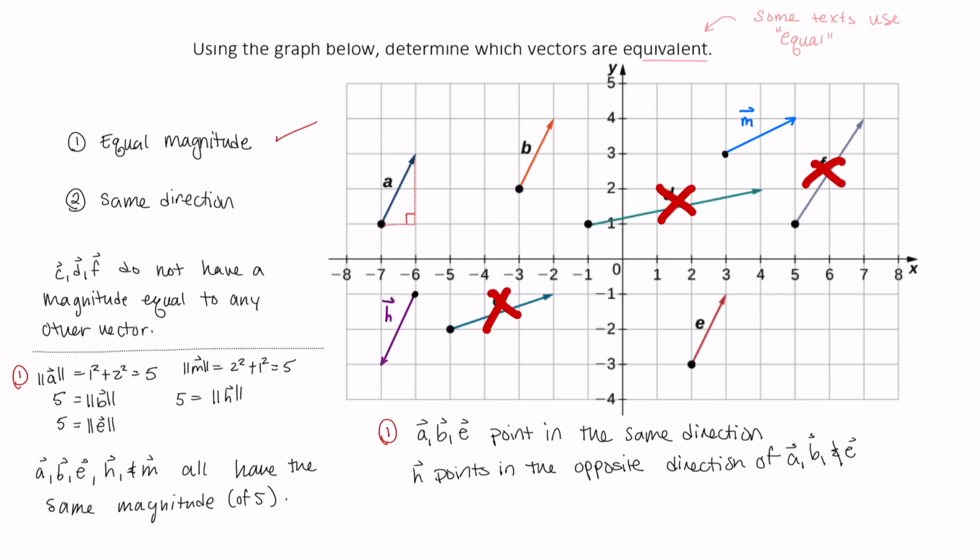Before I go on, I need to fix this. I wrote a 1 here. This should be 2. We were looking at criteria 2 here. There we are. Okay, so vectors A, B, and E are equivalent.